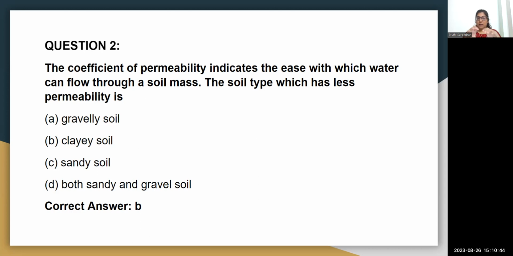the interconnectivity between pore spaces is not very great when it comes to clay soil, so it is less permeable.